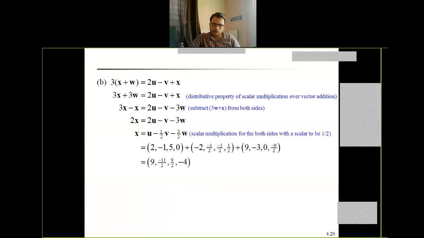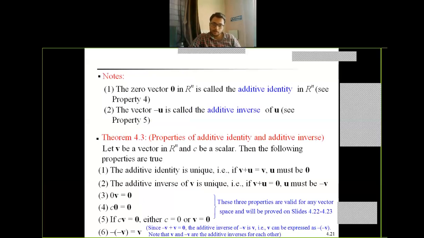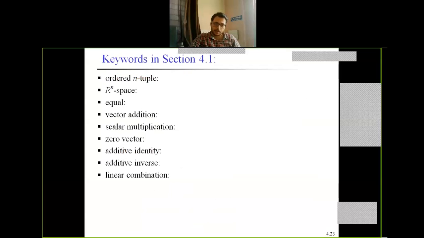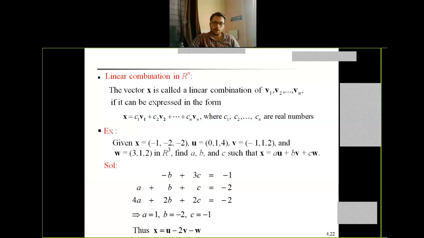One more concept is there, linear combination, which we will deal with in the next point in great detail, but I will just introduce the term now. So what do we mean by linear combination? In Rn, a vector x is called a linear combination of v1, v2 up to vn if it can be expressed in the form x equals c1 v1 plus c2 v2 up to cn vn, where c1, c2 up to cn are real numbers.